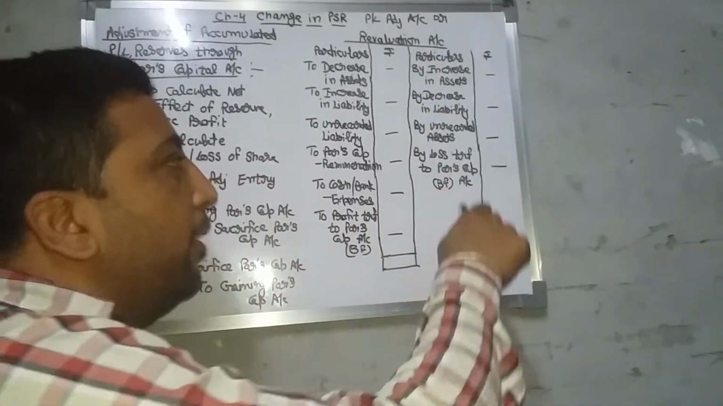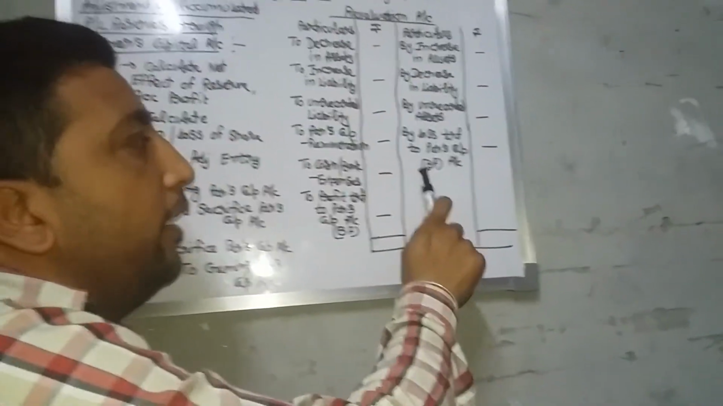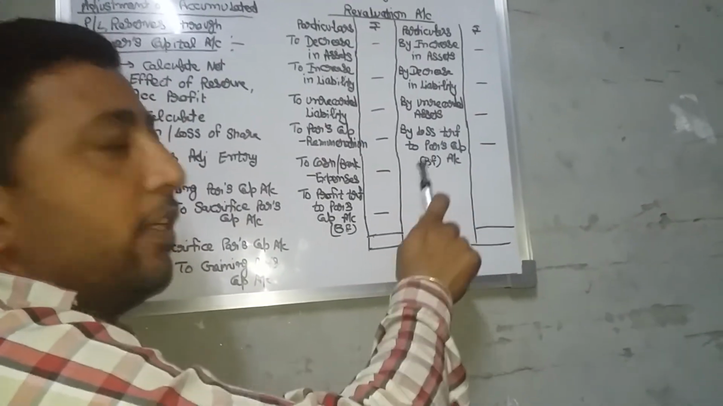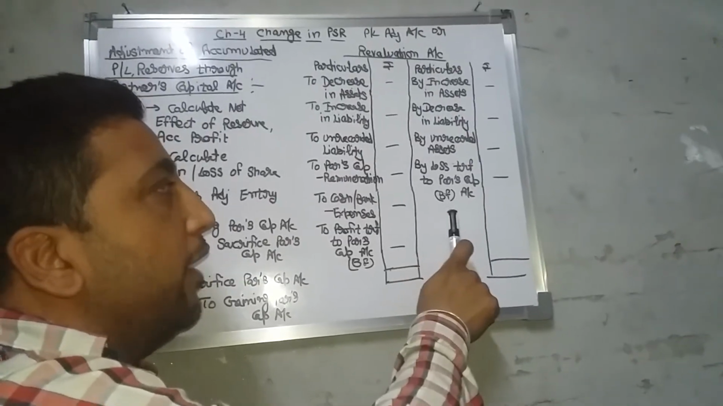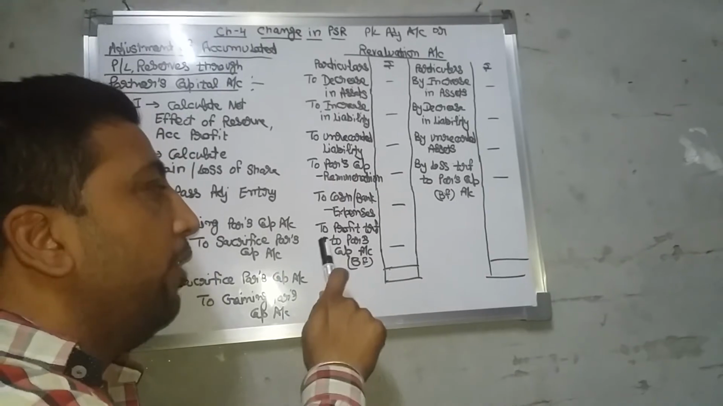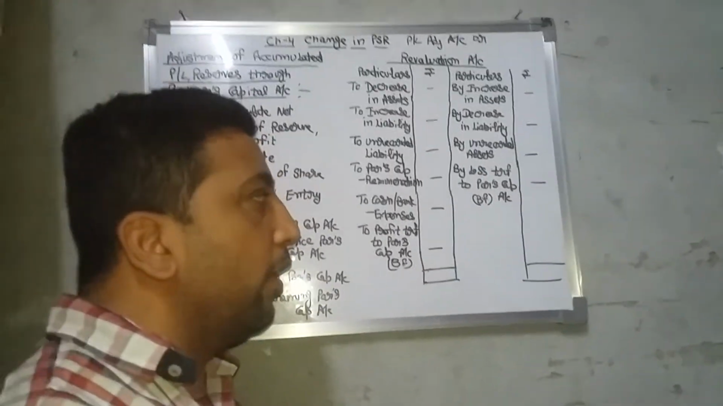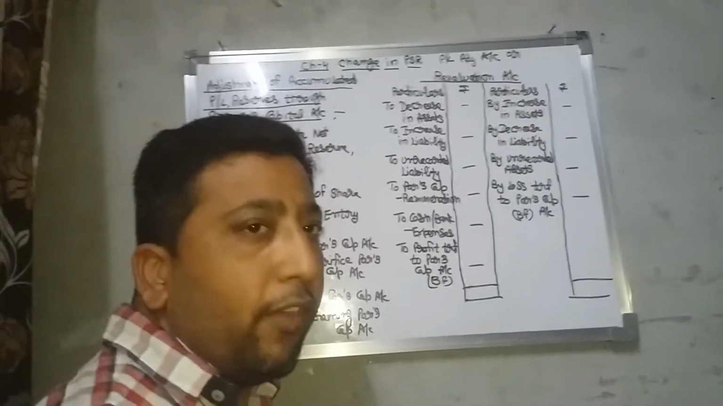If there is an increase on the debit side, or a decrease on the credit side of liabilities, then there will be a loss. By loss, transfer to the partner's capital account, it is the balancing figure. And if the credit side is more and the debit side is less, then it will be a profit, which will be transferred to the partner's capital account. And this is about the revaluation account.